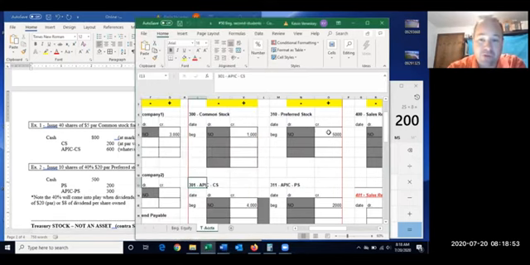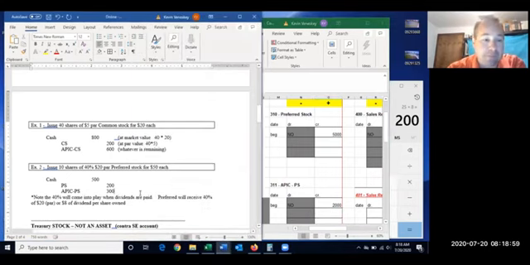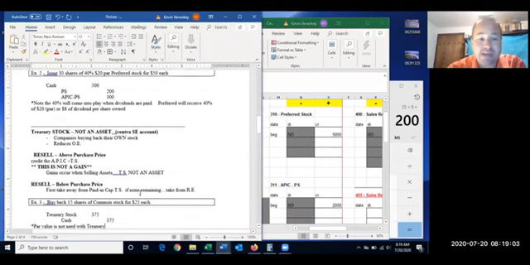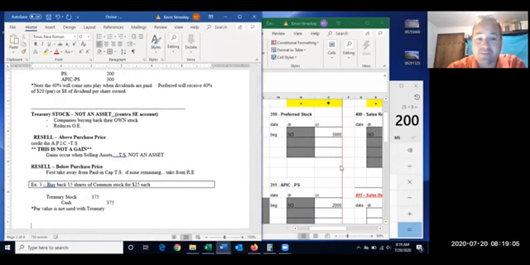And then we would have put these over here in their two accounts, the 200 and the 300. Okay, now when a company repurchases their own stock, again, it's called treasury stock, and it's a contra. You're buying back your own company.